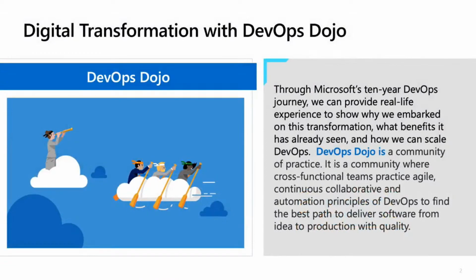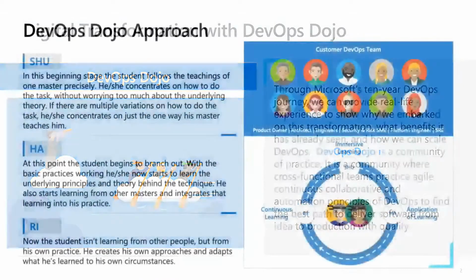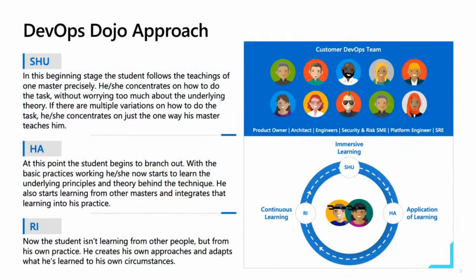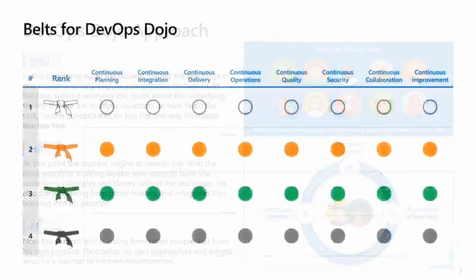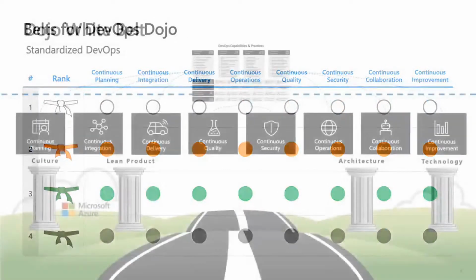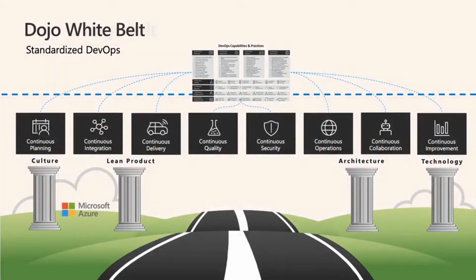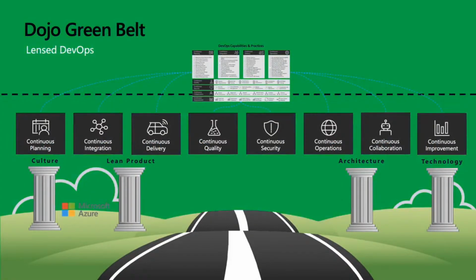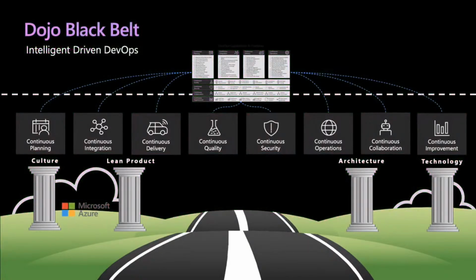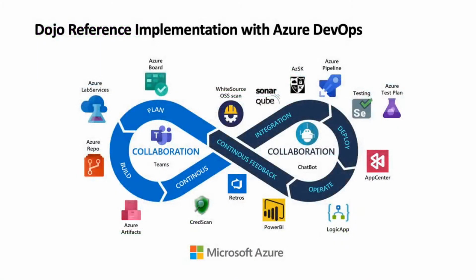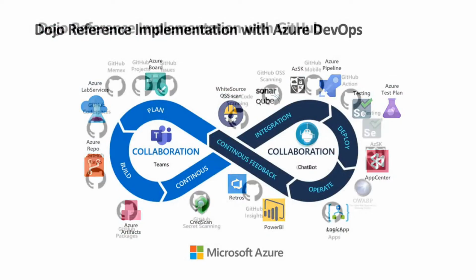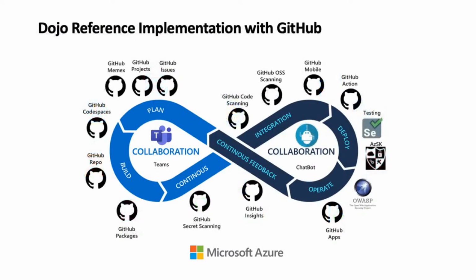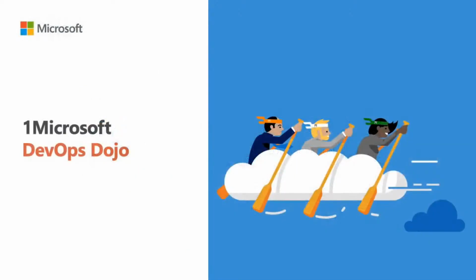DevOps Dojo is a community of practice at Microsoft. It takes the staged approach of the martial arts philosophy, Shuhari. Dojo consists of 4 belts: white belt for standardized DevOps, orange belt for scaled DevOps, green belt for lean DevOps, and black belt for intelligence-driven DevOps. The first reference implementation uses Azure DevOps, while the second uses GitHub. Want to see how we Dojo?